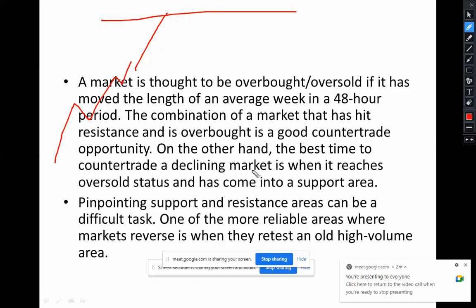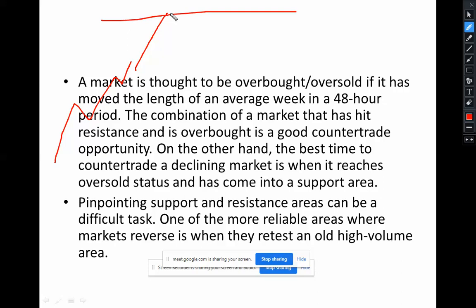So the combination of a market that has hit the resistance and is overbought is a good counter trade opportunity. Which means when the price hits the resistance, it's an opportunity, not something to be afraid of. You can start selling the market just to counter the trend. The trend is up, and all these movements are called the counter trend.